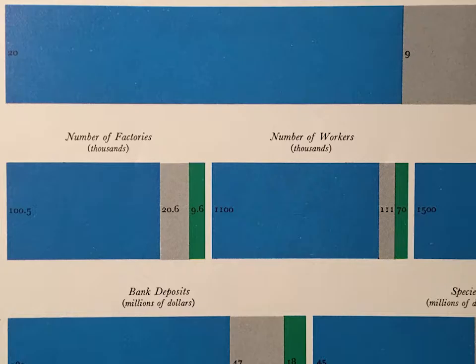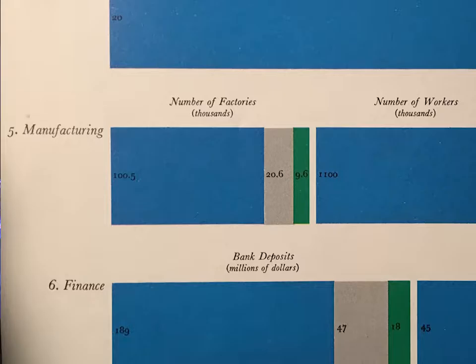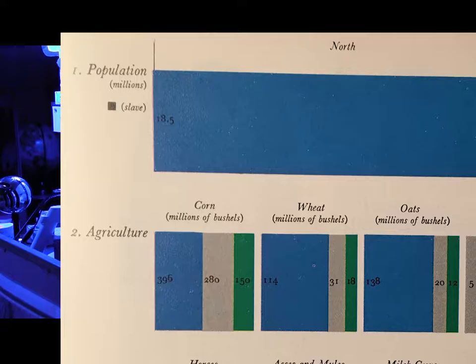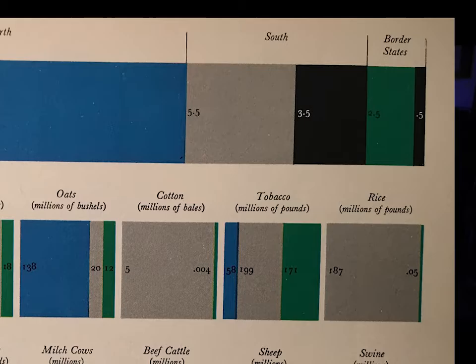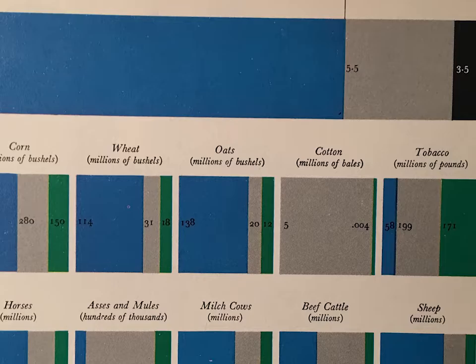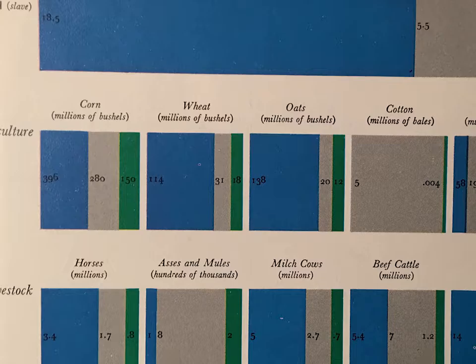Manufacturing in terms of factories shows the Union with over 100,000 and the Confederacy with only 20,000. By sheer numbers alone, the North has the South whipped. The population of the North numbers about 18.5 million people, while the South is 5.5. The border states, which, as we said, are going to go either way, are 2.5 million with a furthermore 500,000 slaves. The North is going to have this distinct advantage of not only population, but also you can see with corn and wheat and oats. You know, animals eat corn and wheat and oats.